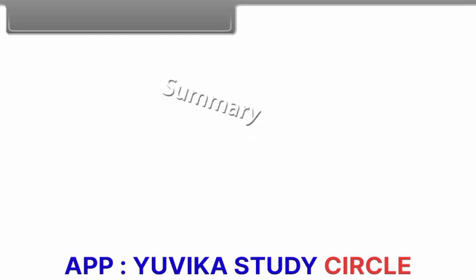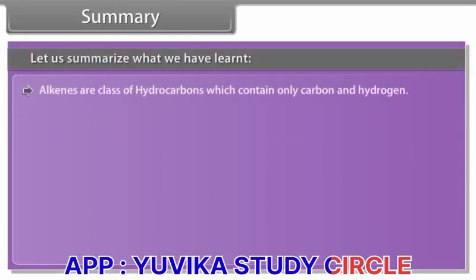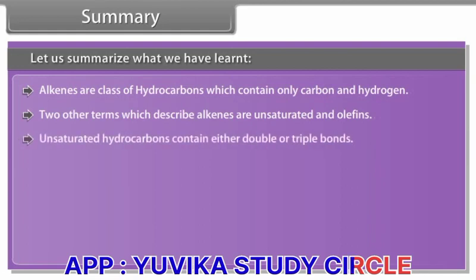Summary. Let us summarize what we have learnt. Alkenes are a class of hydrocarbons which contain only carbon and hydrogen. Two other terms which describe alkenes are unsaturated and olefins. Unsaturated hydrocarbons contain either double or triple bonds.